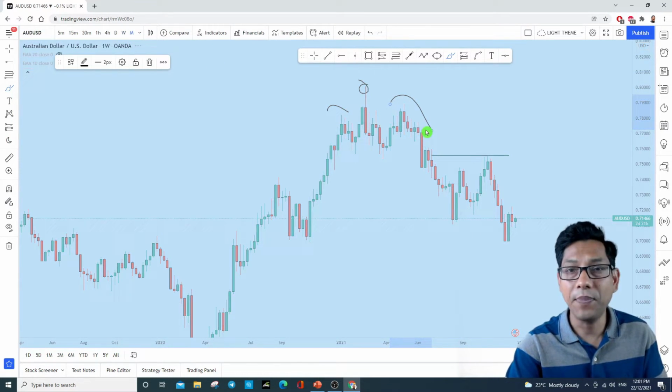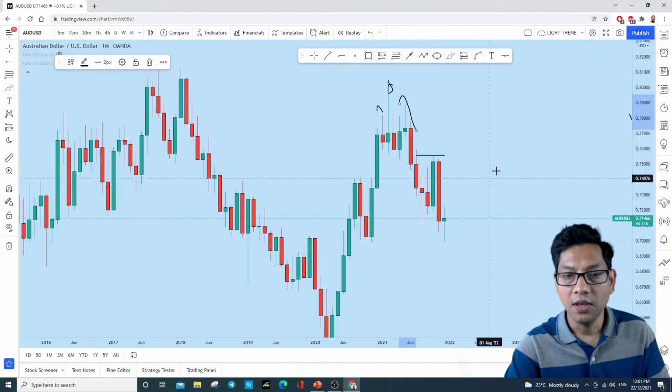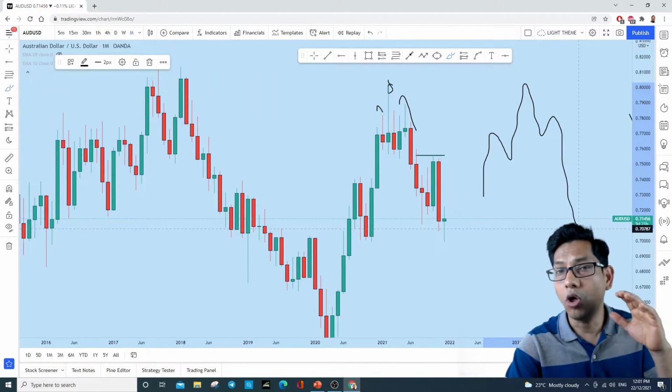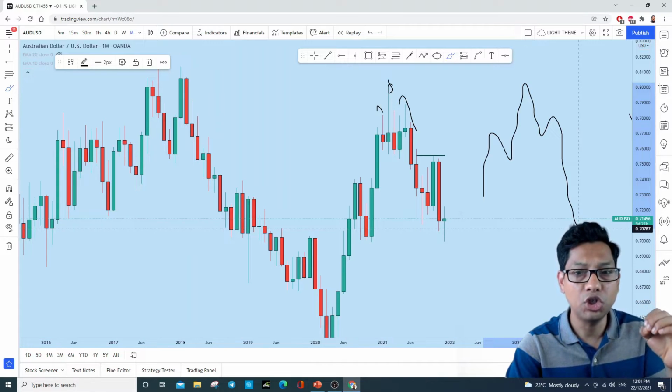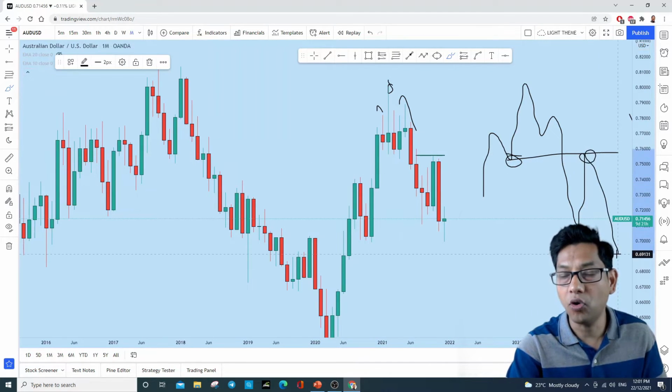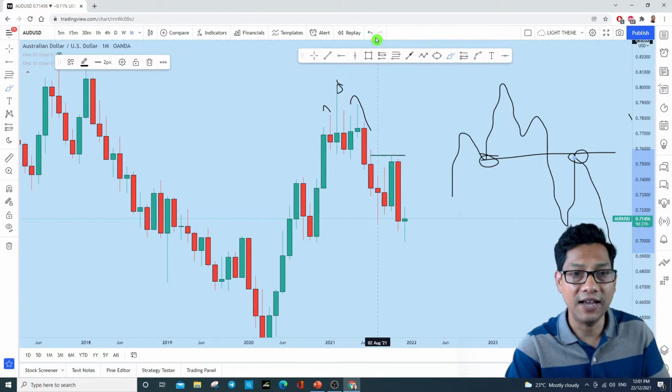Now what happened on the monthly time frame? When you see a head and shoulder like this, you can be almost 80% sure that the price will go up, test this previous support as a resistance before the price finally reverses.